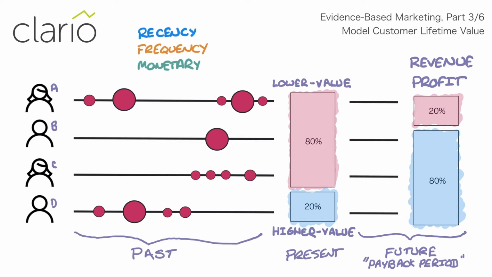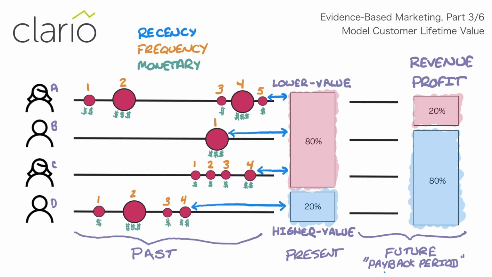In the diagram on the left-hand side, we visualized recency as the distance between the present time and their most recent purchase, represented by the red circles. You can see their frequency, represented by the number of red circles on their individual timeline. And you can see their monetary value of each purchase based on the size of the circle on the timeline. Technically speaking, CLV is the present value of the future cash flows generated by a customer over the payback period, which is in the future.